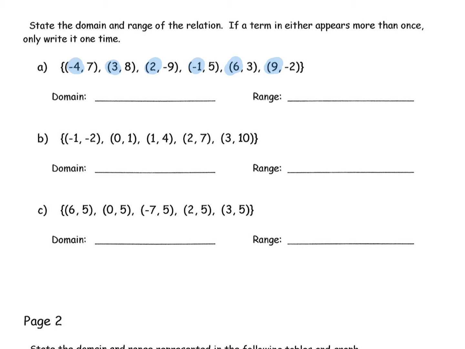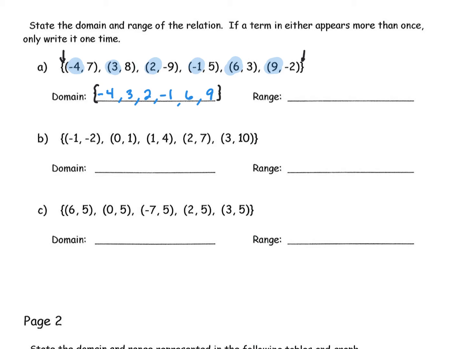So I'm going to list -4, 3, 2, -1, 6, and 9. And you may have noticed this little notation here. This is called a brace, okay? The braces, when we're listing sets, we use those. So instead of parentheses, it's just kind of saying that this is a group of something. This group is related, called the domain.